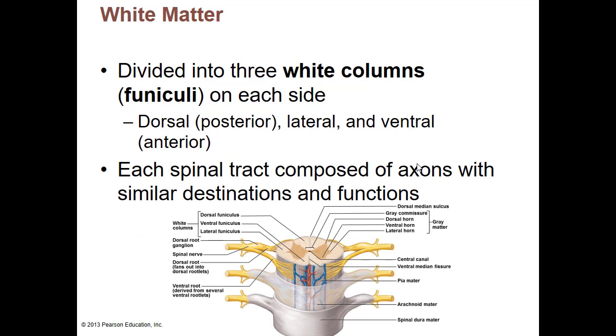Now, just like we had gray matter with little spikes they call horns, our white matter we divide into 3 groups. They call them columns. I don't know where they get the names. Officially, they're called funiculi, columns. On each side, there's going to be a dorsal side, a ventral side, and a lateral side. It's like 3 sections of white matter on each side.